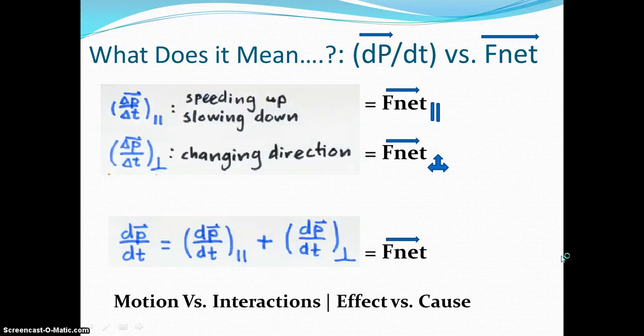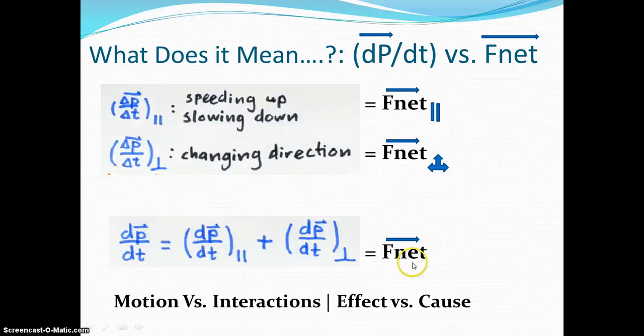So what does this mean? So dp dt, or delta p delta t, and F net. We know algebraically, mathematically they're related. But some other things to note here is that when you break it down into their individual components, delta p delta t parallel, if it's a non-zero value, represents the object speeding up or slowing down, and if delta p delta t perpendicular is non-zero, that represents the object changing direction. So here you have the motion data, and here you have the interaction.